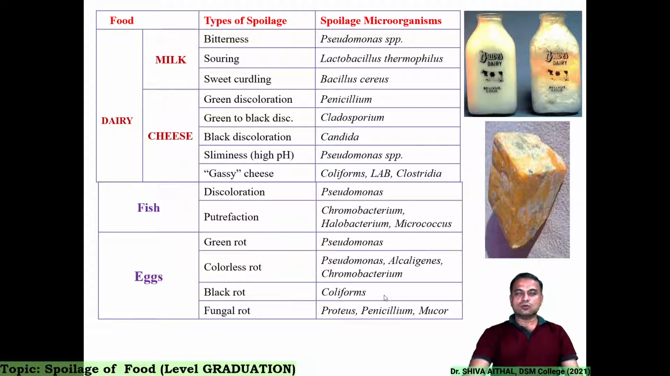Black rot due to coliforms, and these coliforms make the egg black due to hydrogen sulfide gas, H2S production. Fungal rot due to Proteus, Penicillium, Mucor, Aspergillus, etc.